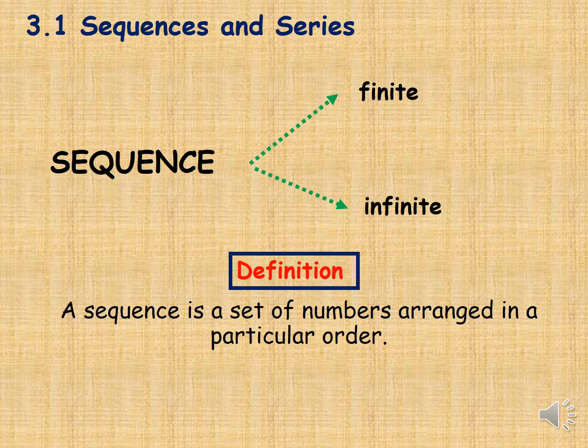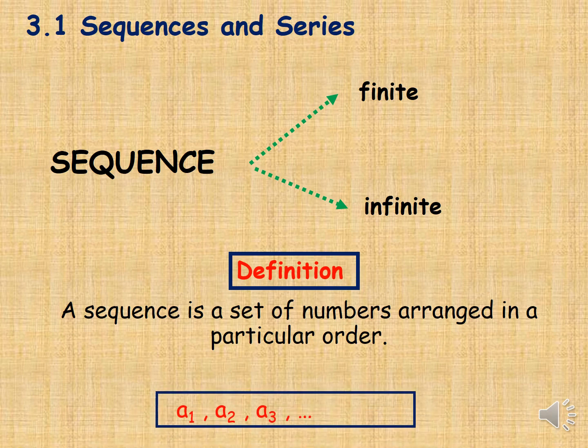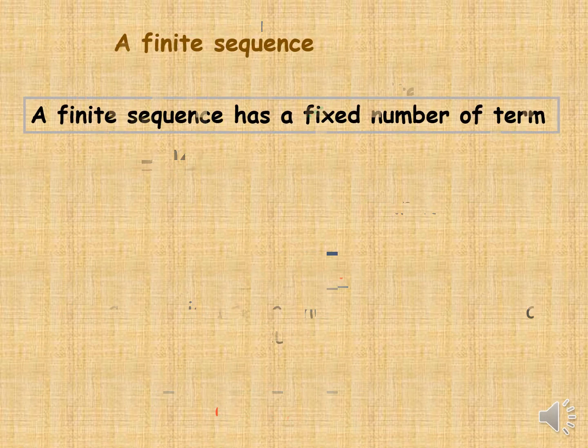Definition: a sequence is a set of numbers arranged in a particular order, such as A1, A2, A3, and so on. A finite sequence has a fixed number of terms.